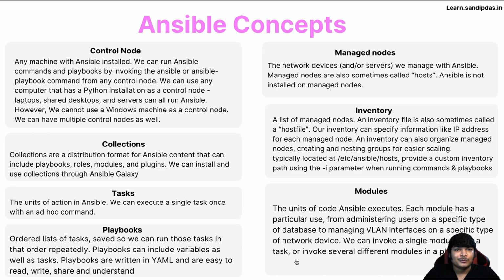Okay. So the control node. Any machine with Ansible installed we call control node. We can run Ansible commands and playbooks by invoking the ansible or ansible-playbook command from any control node. We can use any computer that has a Python installation as a control node: laptop, shared desktop, servers, wherever you want to run, you can run it. However, we cannot use Windows machine as control node, but there is an exception. You can utilize the Docker container for that. You have to keep that in mind. Okay, and we can have multiple control nodes as well, and that's quite possible.